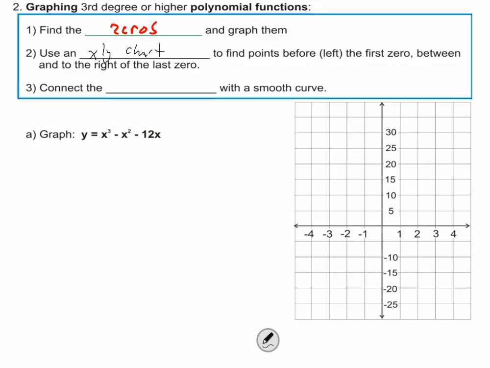And by the way, I've been clear enough. What if you can't find any zeros? Just go right to the XY chart. And of course, connect the points with a smooth curve. So find the zeros, plot the zeros, find points left, between, and right, and then connect with a smooth curve.